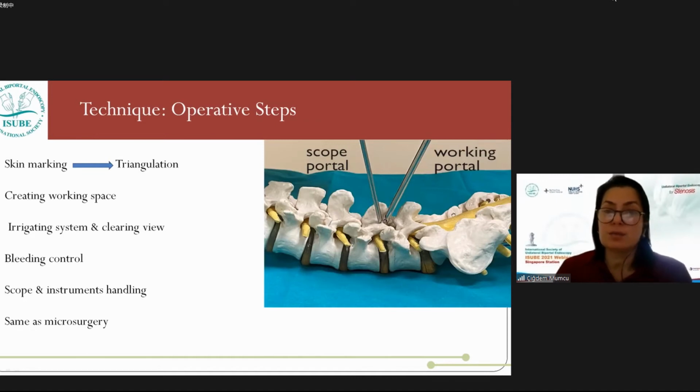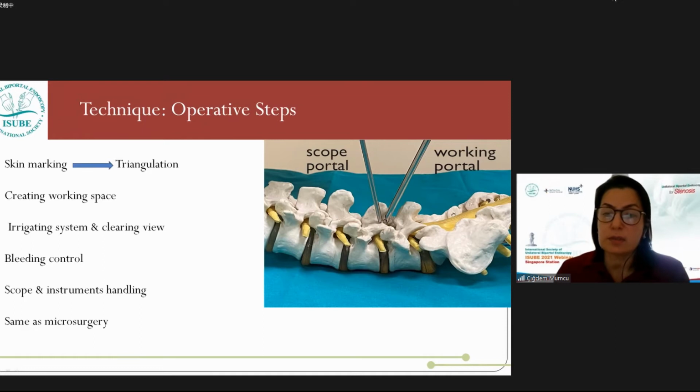The next issue I'd like to focus on is the technique. Here, you can see the operative steps. First one is skin marking, which is the basis for UBE. There are 2 portals. One is the working portal, the other is the scope portal. These 2 portals must create a triangle above the lamina, which is very crucial.